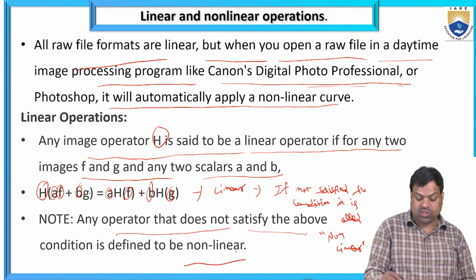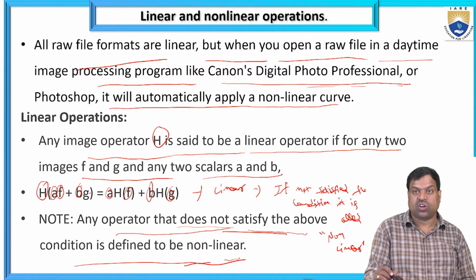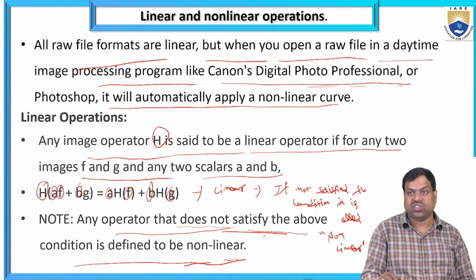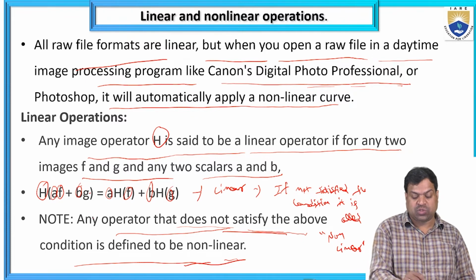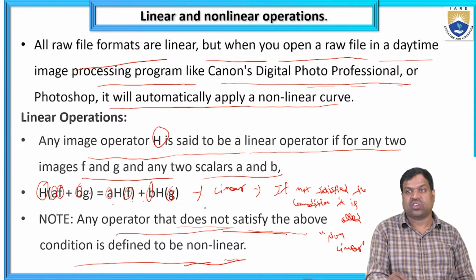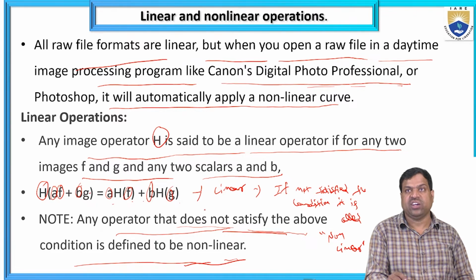So it is called non-linear. Any operator that does not satisfy the above condition is called non-linear. So what is a linear image operation? It means capital H of aF plus bG is equal to a times H of F plus b times H of G. It is a linear function. F and G are the two images, a and b are the scalars, and H is a linear operation.